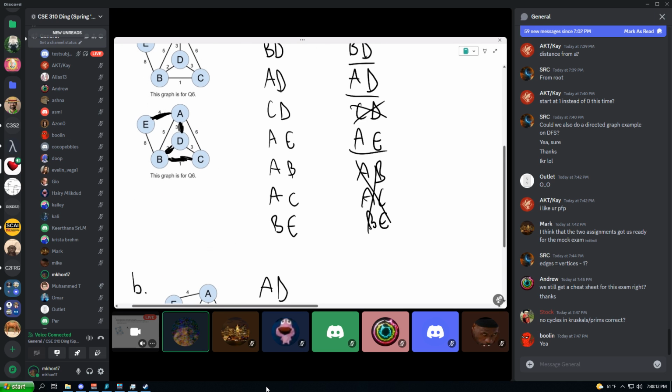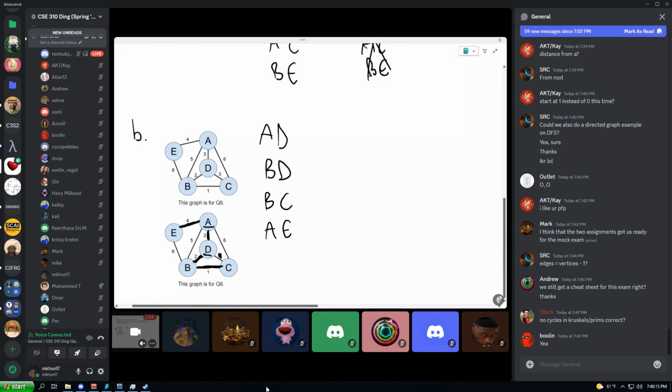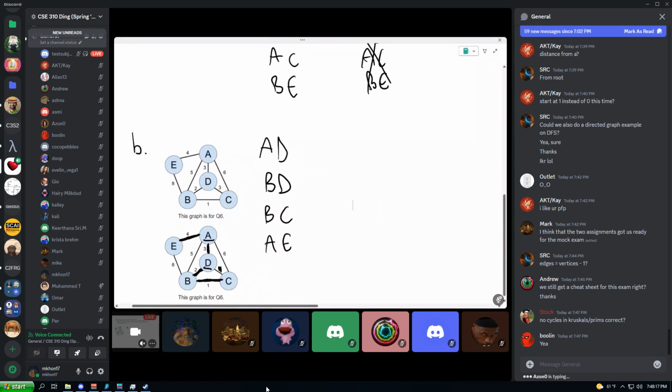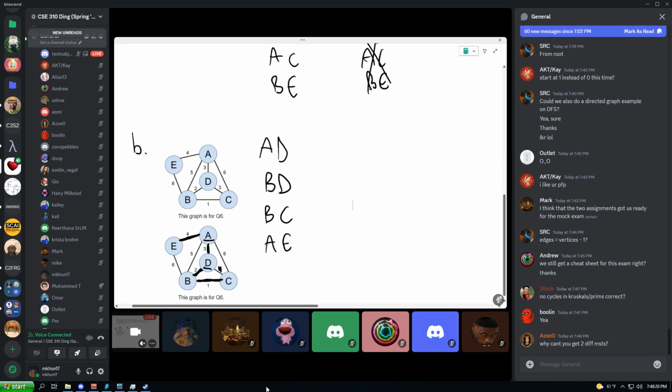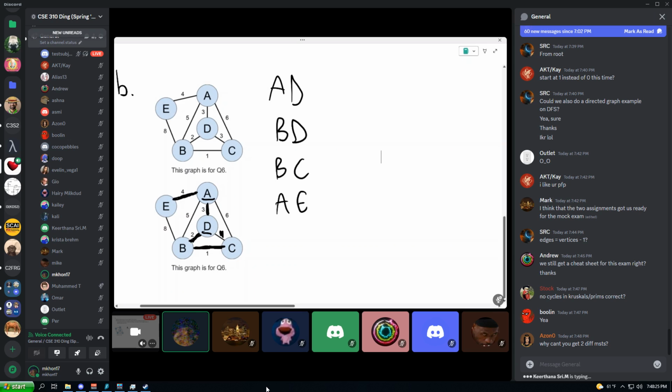Any questions on MST on either of these? Why can't you get 2 different MSTs? Mainly because assuming you treated them both in the same manner, if there is only one best MST, then the algorithm you're using, unless your algorithm is bad, should end up with that MST, and this just so happens to be that best MST. That's about it. That's the main reason.